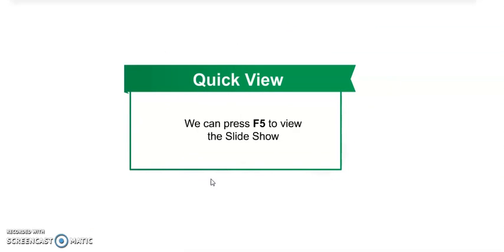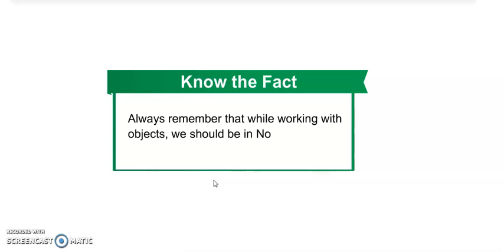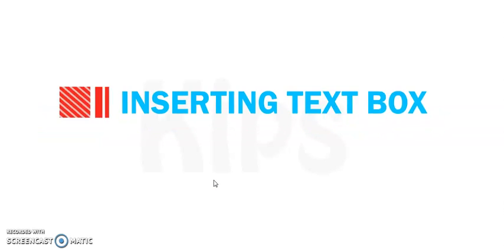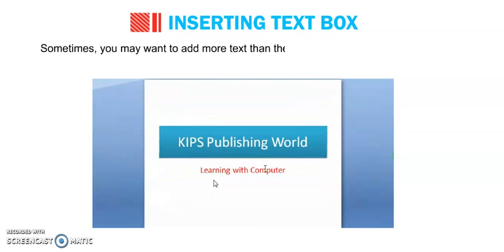So you can press F5 to view the slideshow in full screen view. You can see. So always remember that while working with objects, we should be in normal view. Next is how can we insert a text box in our slides.